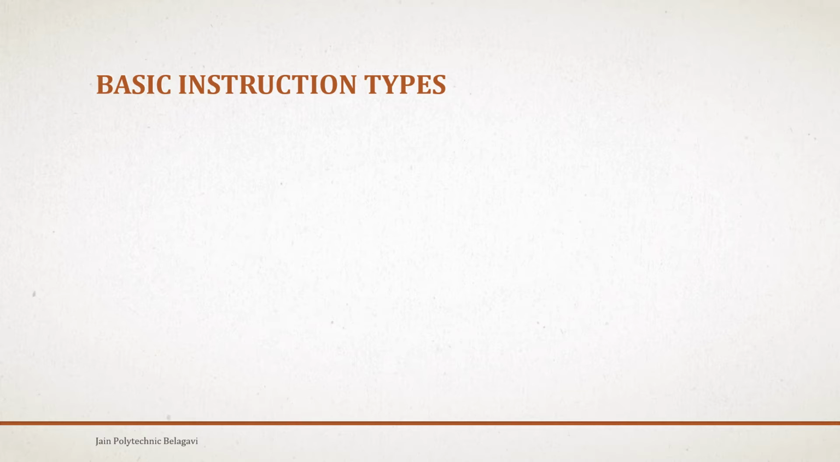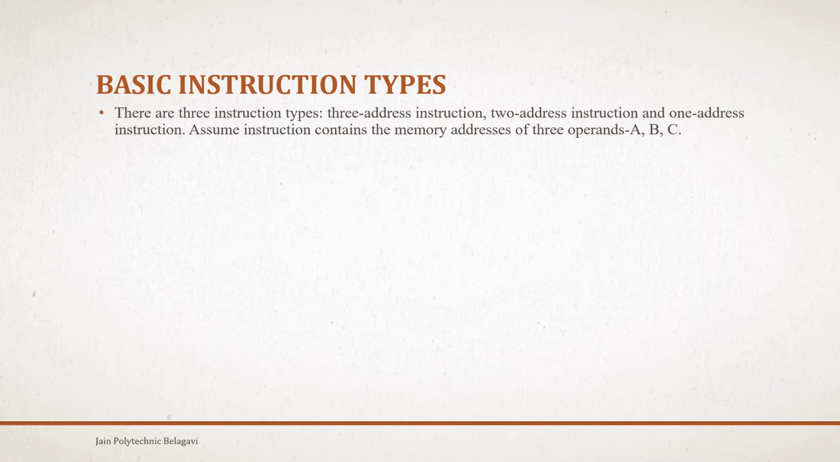Now let us go through the basic instruction types, that is, which are the types of basic instructions. So there are three instruction types. First one is 3 address instruction, second is 2 address instruction, and the third one is 1 address instruction. Assume an instruction contains the memory addresses of 3 operands. So there are 3 operands A, B and C. So a single instruction contains the memory addresses of these operands.